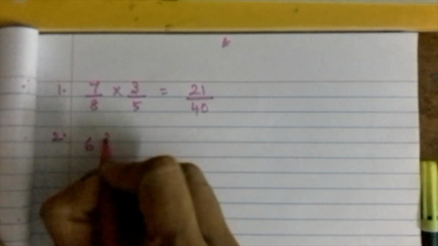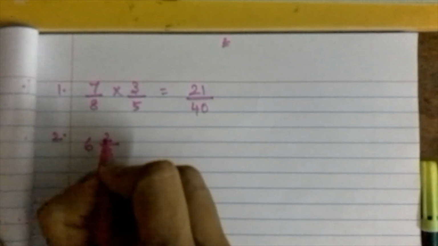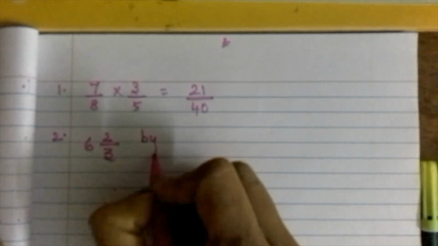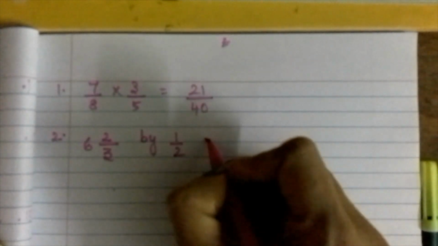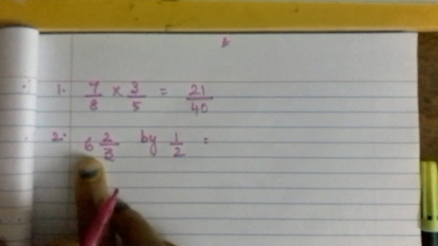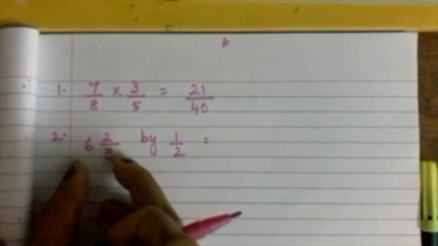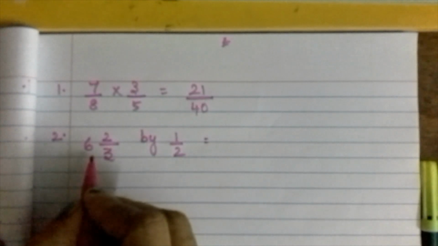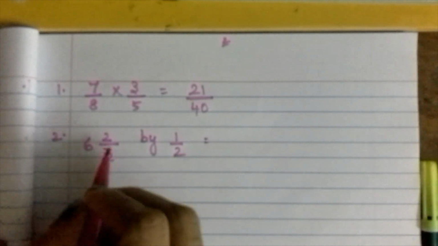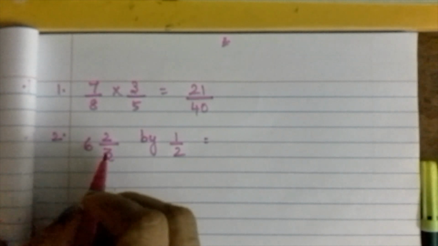The next one involves a mixed fraction, 6 2 by 3 into 1 by 2. First we'll have to convert this mixed fraction into an improper fraction, and with this improper fraction, you have to multiply 1 by 2. If you want to know how to convert a mixed fraction into an improper fraction, there's a separate video on it. If you want, you can take a look at it.